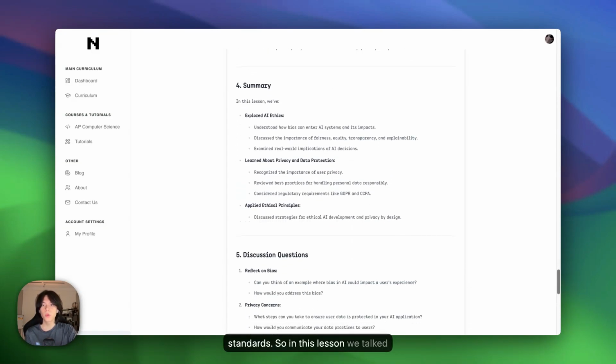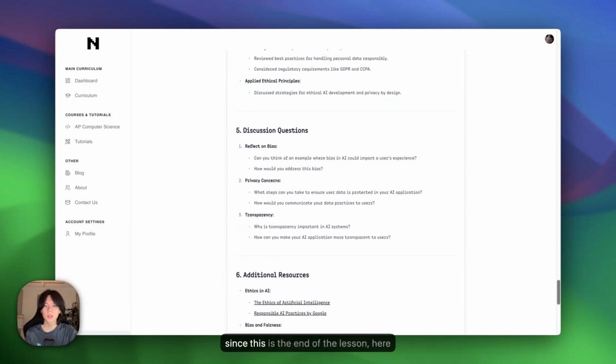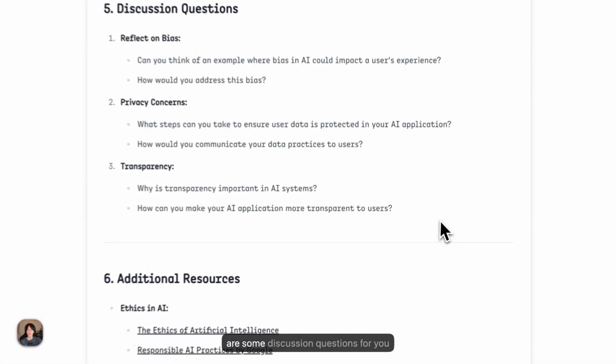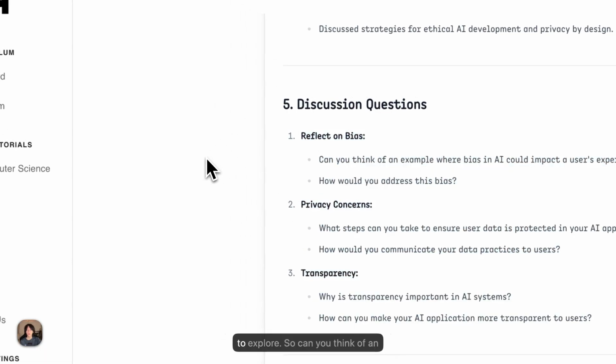So in this lesson, we talked about biases, AI ethics, and how to apply those ethical principles. We explored AI ethics, learned about privacy and data protection, and applied ethical principles. And since this is the end of the lesson, here are some discussion questions for you to explore.